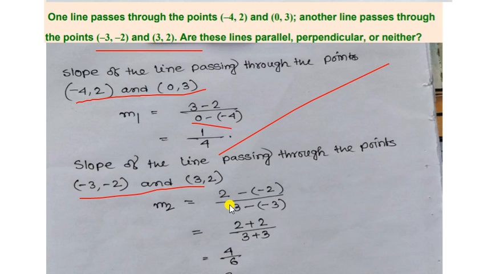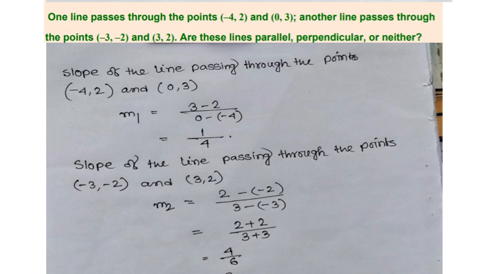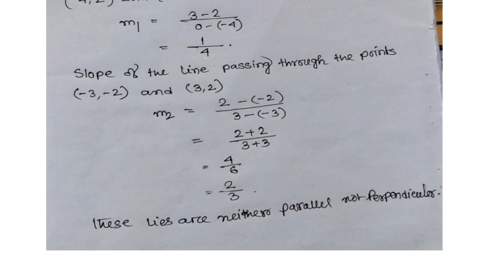See, again y2 minus y1 by x2 minus x1. It will calculate 4 by 6. But see here, m1 is 1 by 4 but m2 is 4 by 6. That means it will simplify it, the 2 by 3. But see, they are not equal. M1 and here m2 is 2 by 3.